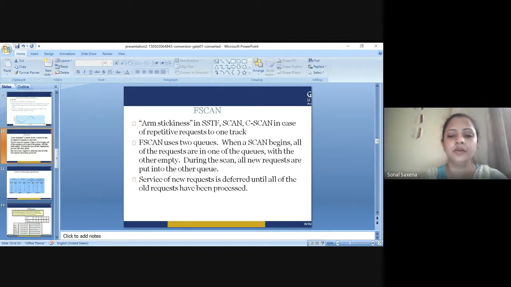Now, the next algorithm that we are going to see is FScan. The arm stickiness in SSTF, scan, C-scan in case of repetitive request to one track. FScan uses two queues. When a scan begins, all of the requests are in one of the queues with the other empty. During the scan, all new requests are put into the other queue. Service of the new request is deferred until all the old requests have been processed.